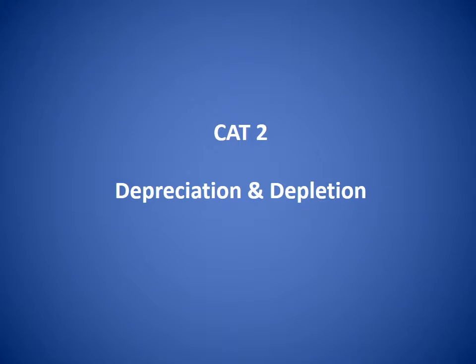Inevitably, when we have capital assets, we run into the additional accounting that we have to perform in order to match the cost of that capital asset against the revenue it produces. And this is typically called depreciation or amortization or depletion. And that's going to be the subject matter of this video.